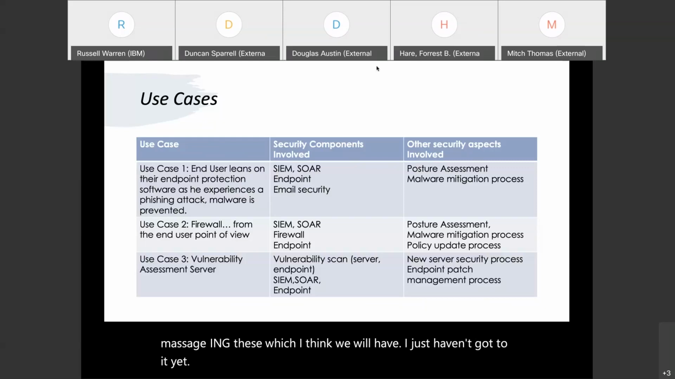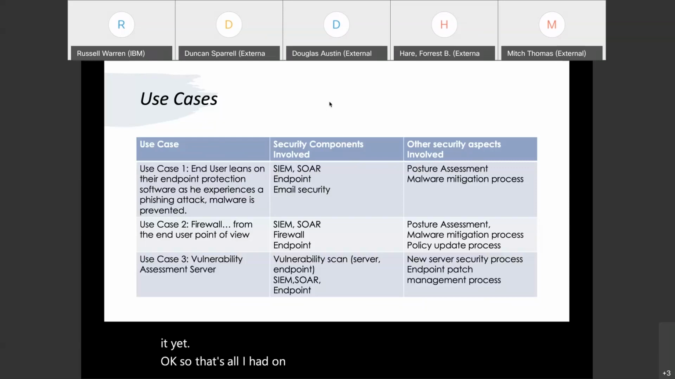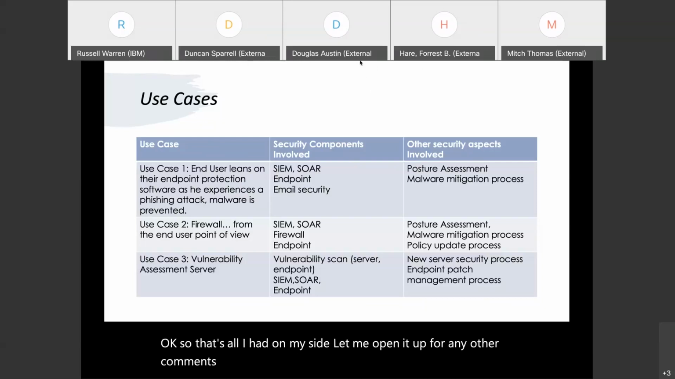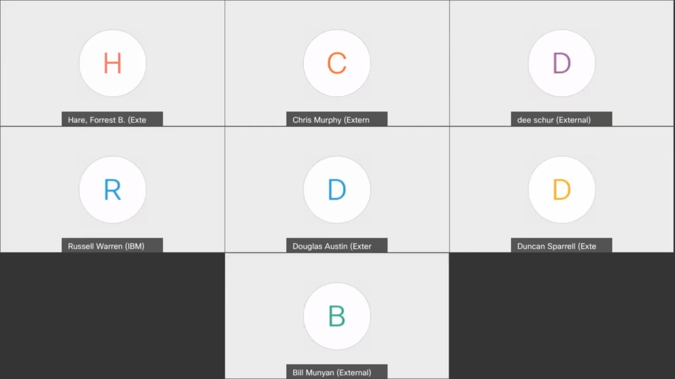Okay, so that's all I had on my side. Let me open it up for any other comments or topics anybody wants to bring up. Otherwise, it's 5 o'clock. We're pretty good at planning meetings here in the architecture group. We're right on time to end.